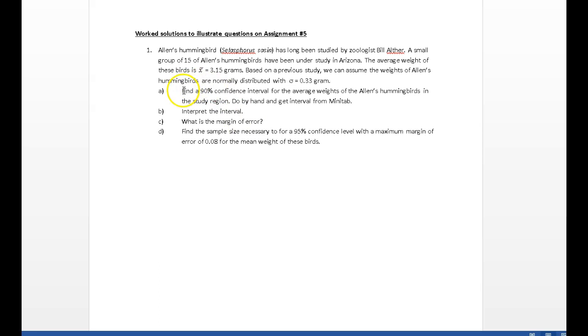Okay, the question is find a 90% confidence interval. So I want an interval. The level of confidence is going to be 90%, and the interval is going to be on average weights of Allen's hummingbirds in this study region. So I want a confidence interval on a population mean. We're asked to do it by hand, and we're also going to get Minitab to get the answer for us. Then we're going to explain what this interval means, we're going to interpret it, and then we're asked a couple of other questions. Okay, so first of all, we're dealing with a confidence interval.